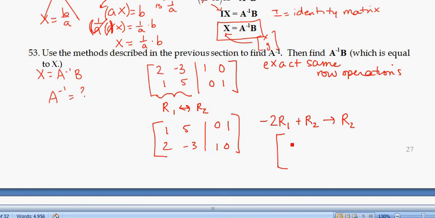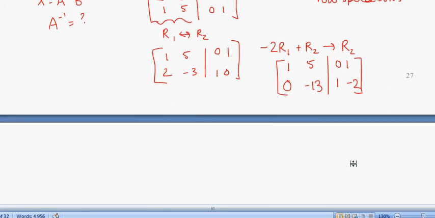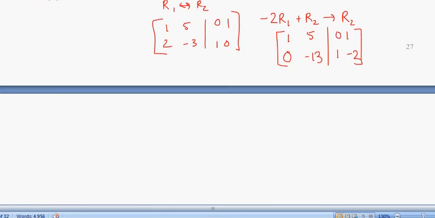So I'm going to keep the 1, 5, 0, 1, but now my bottom row, going too fast, is going to be 0, negative 13. This should sound familiar from what we did above. And then this would be 1 and negative 2. Okay, so we had already sort of seen this half of the matrix.